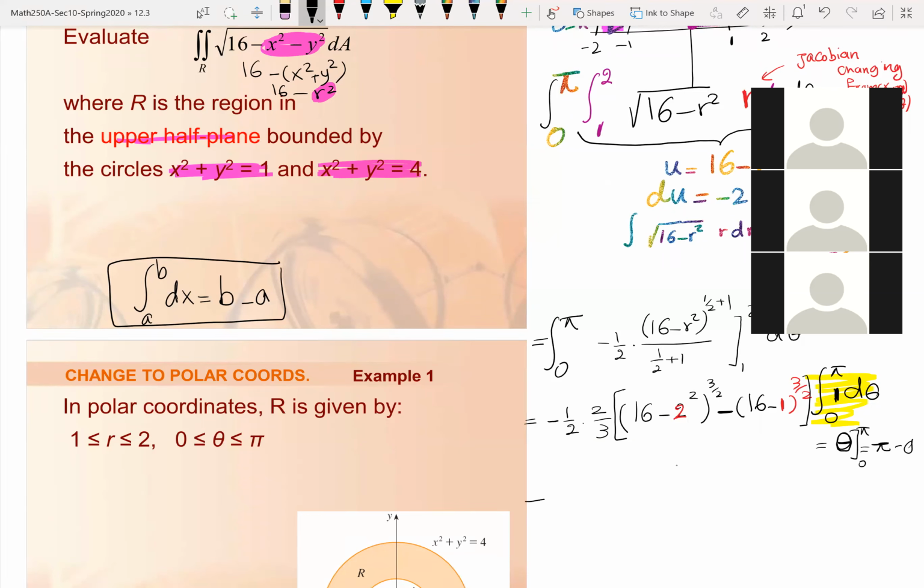So then if I want to write the result, I will have 1 pi, because of what I said right now, the extra factor of pi that you have to multiply. The 2 by 2 cancel out, so it's just negative 1/3. This is 16 minus 4, which is 12 to the 3/2, and 16 minus 1, which is 15 to the 3/2, and that's it. That's the answer.